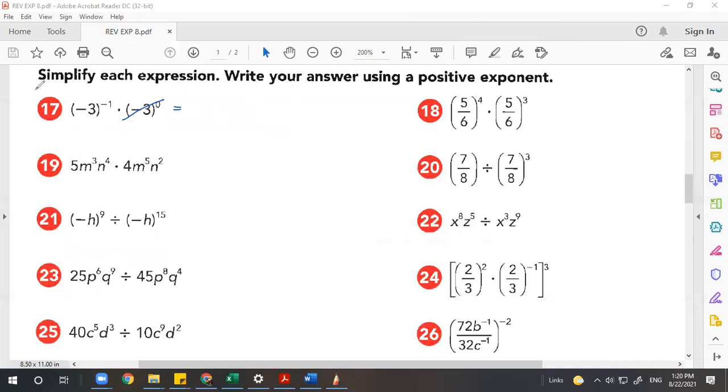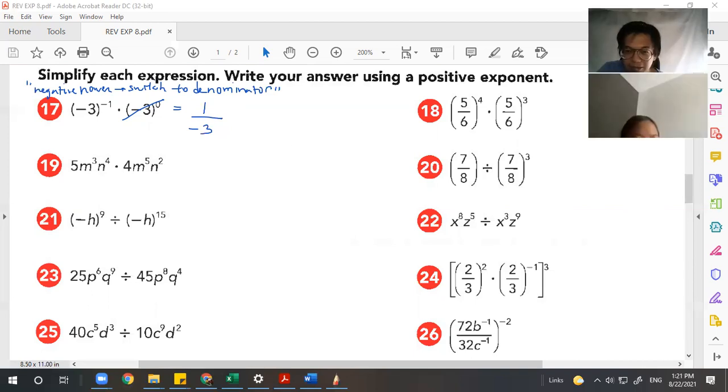Okay, I will write a note for you here. Negative power means you have to switch to the denominator. So this will be your understanding about the negative. If we have the negative power here, you have to switch the negative 3 to the denominator. So 1 over negative 3. Get it, Stacy? Do you have any problem on this case, number 17?